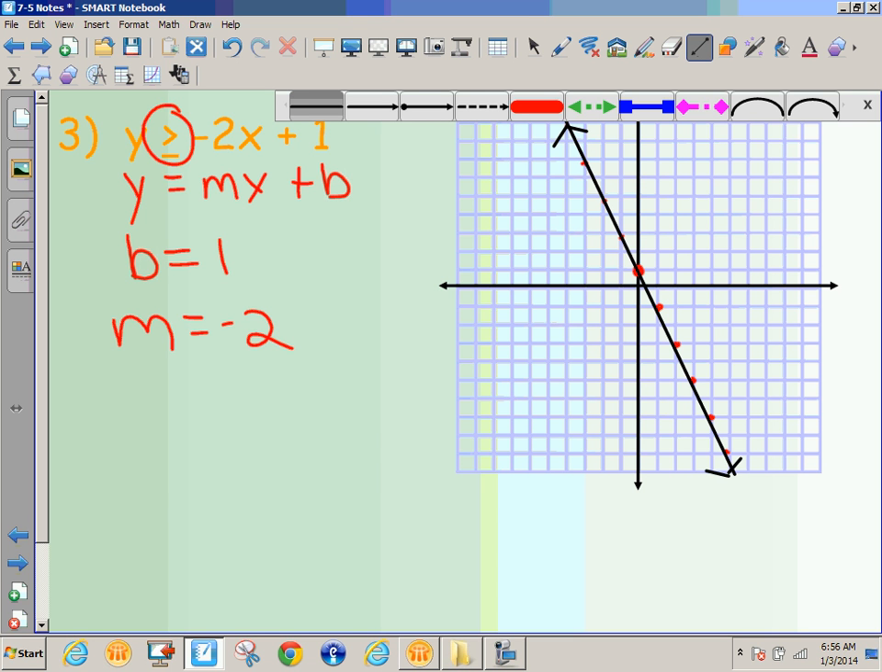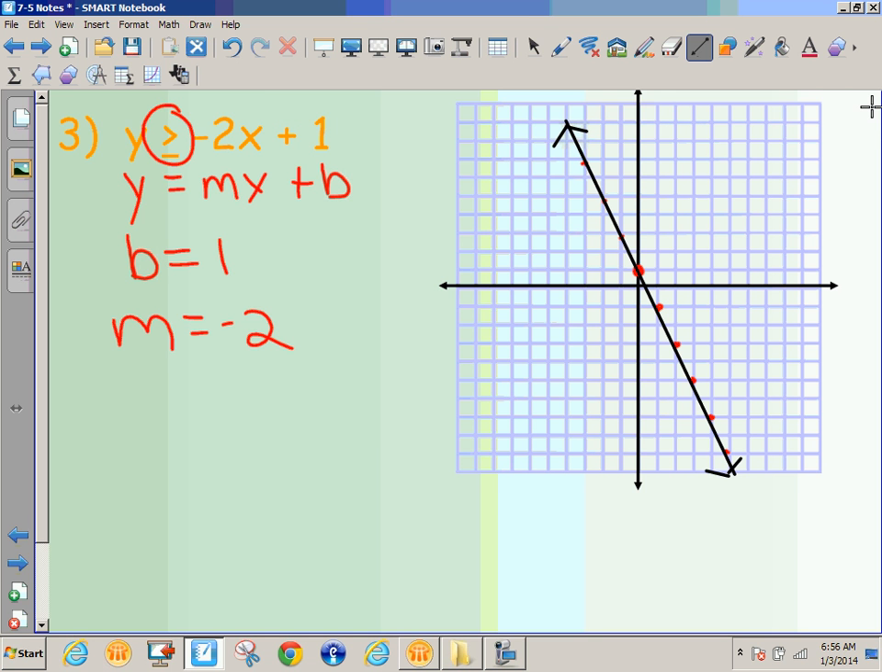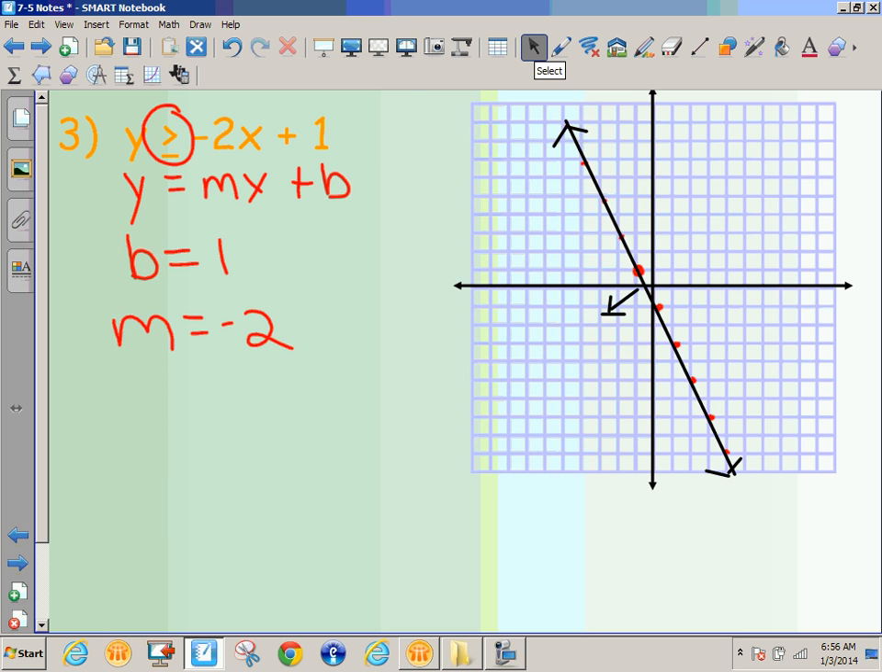The next step then is to use a test point because we have to determine which side of the line we're going to shade on. Can I use 0, 0? Yes, it's close, but it actually doesn't go through the line, so it's okay to use 0, 0. Whoopsie. Oh, no.